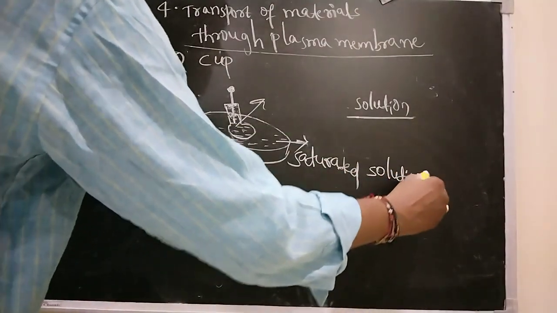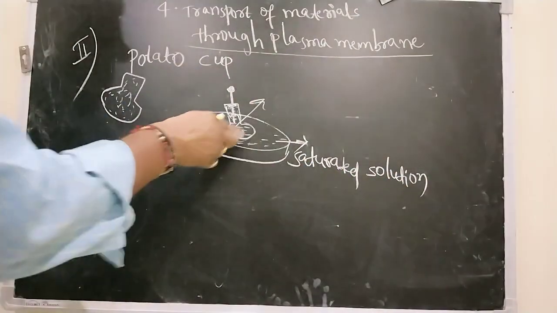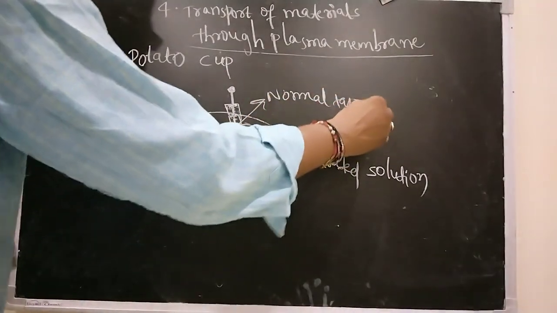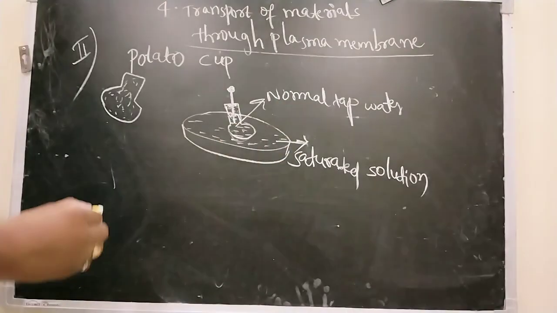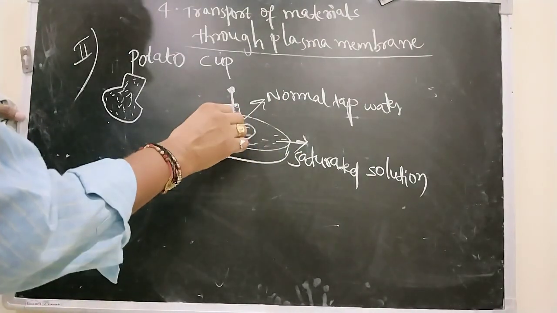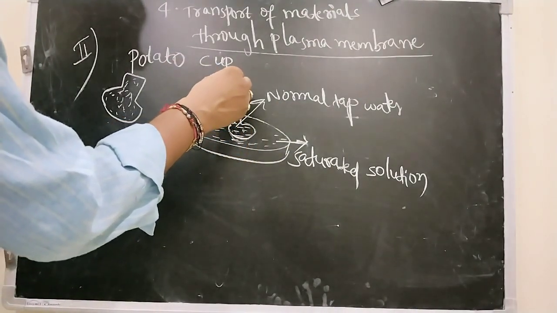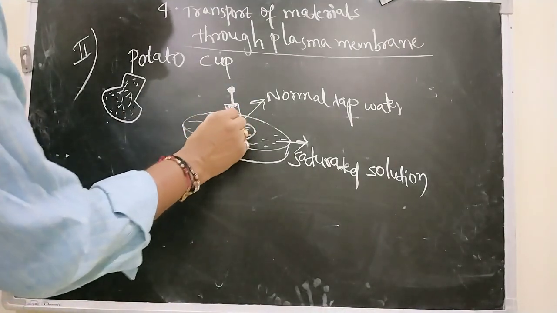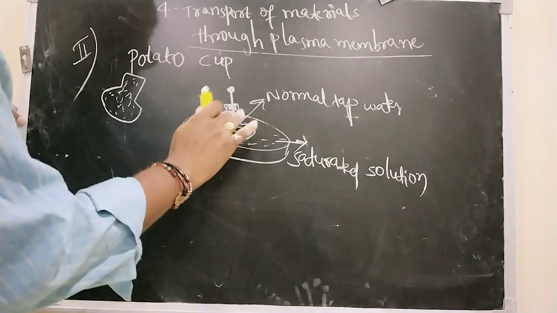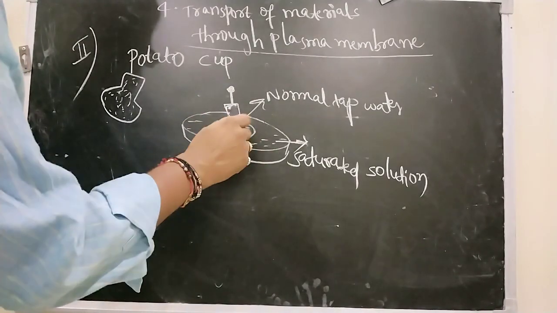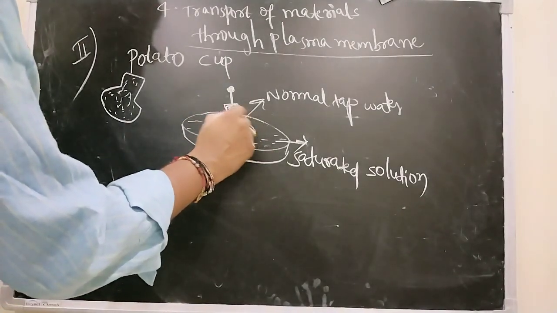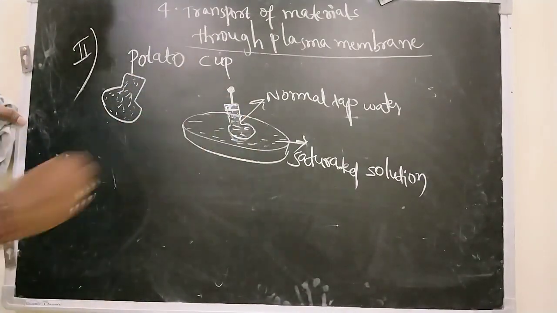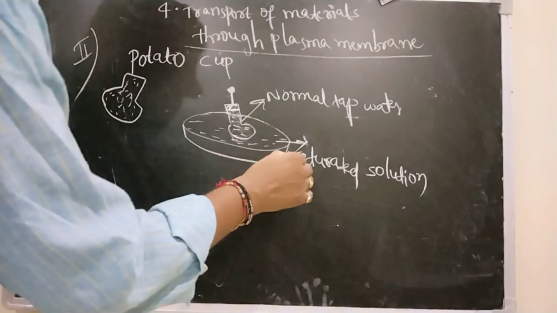Saturated solution. And in the potato cup we have to take normal tap water. Now what will happen? Again, same, we have to pierce a needle into the potato cup and mark the level. For example, the water level is up to here. So all this is the water, and the water level is up to here. So we already know the saturated solution requires water.